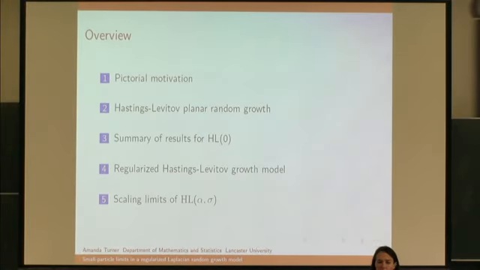So just a brief overview. I'll start off with a pictorial motivation, which is really just an excuse to show everyone some pretty pictures. Then I'll give an overview of the Hastings-Levitov planar random growth models. I'll summarize the results for the simplest case of the model, which we call HL0. I'll then introduce the regularized Hastings-Levitov growth model, and finally I'll end with the scaling limit results that we have for this regularized model.